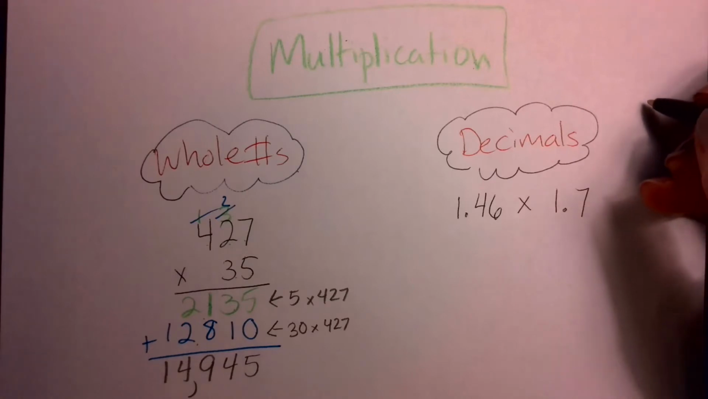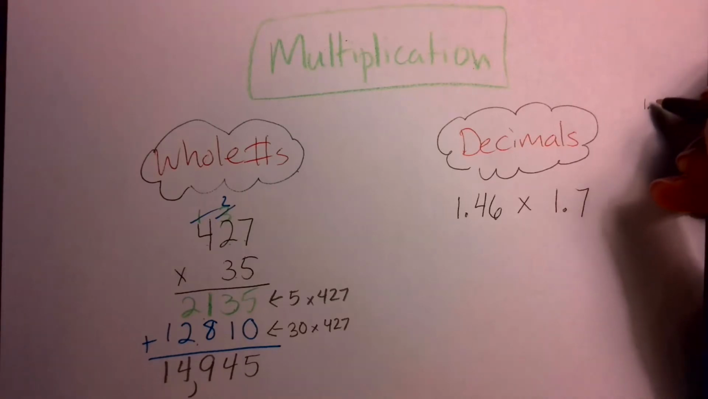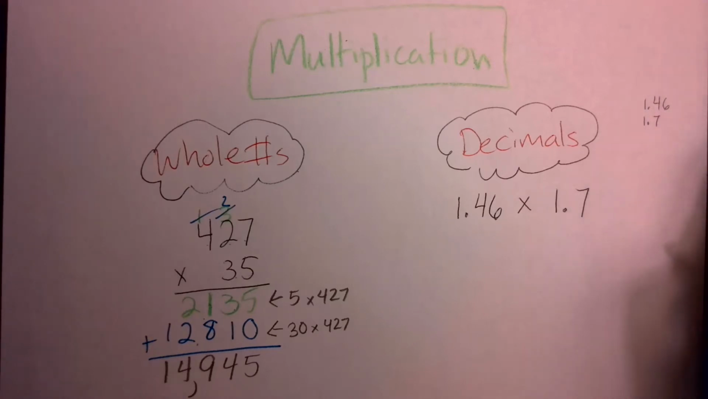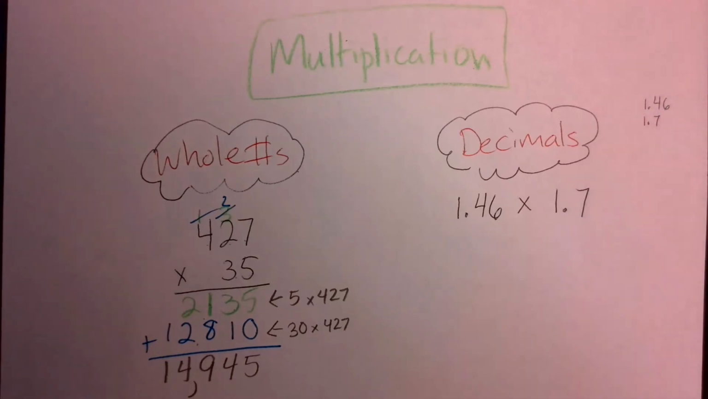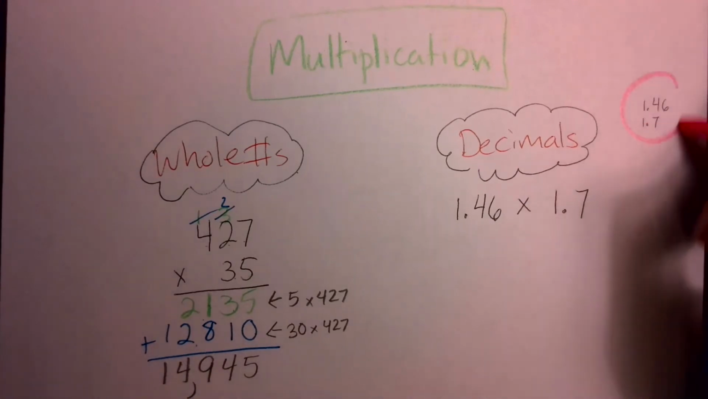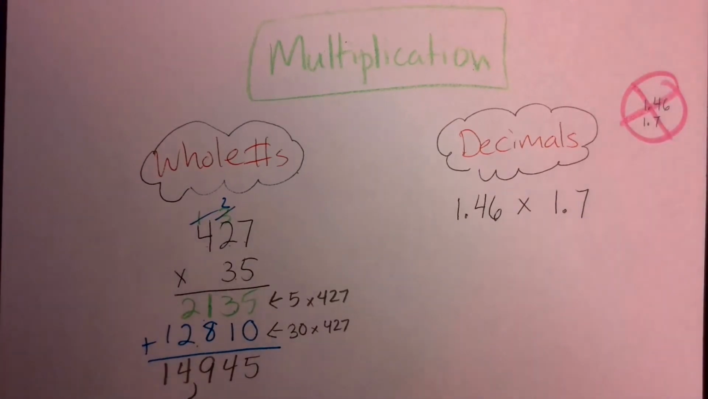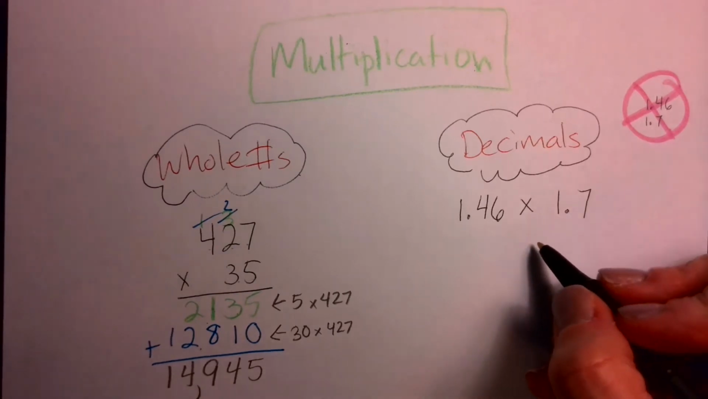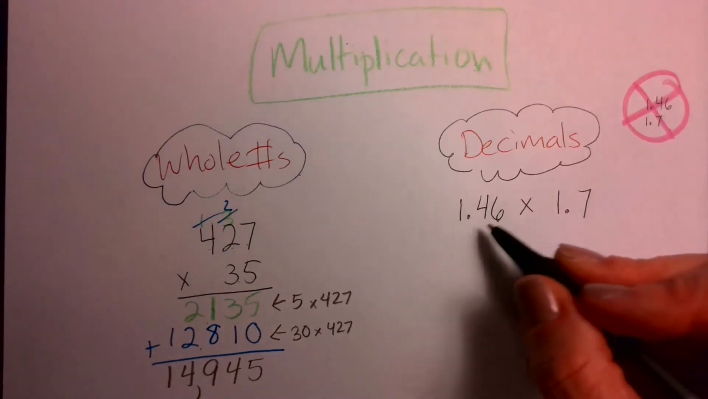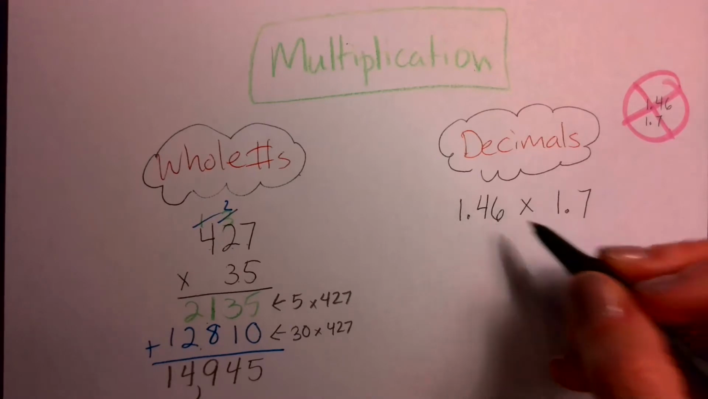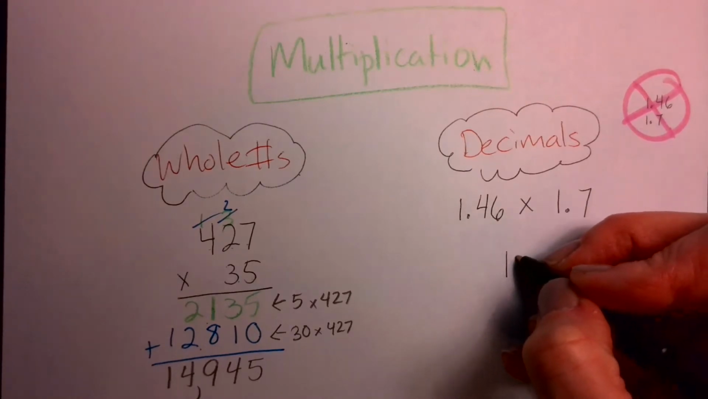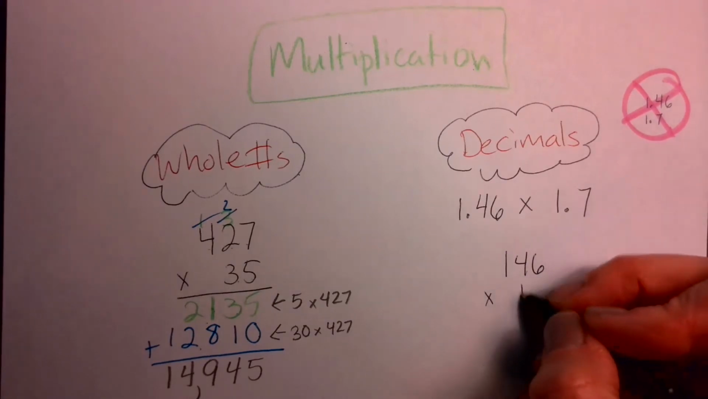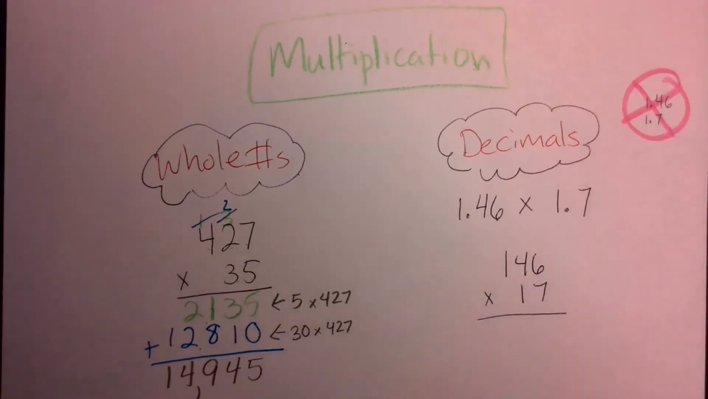Line them up. So with multiplying, that is not the same. So if you thought, oh, I need to line them up like this, you are wrong. That's for adding and subtracting. So when we actually are multiplying decimals, we're going to ignore them completely. So I am not even going to think of this as a 1 and 46 hundredths. I'm thinking of this as a 146, and that like a 17. We'll think about those decimals when we are done multiplying.